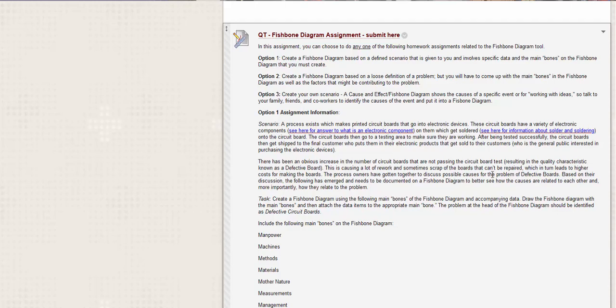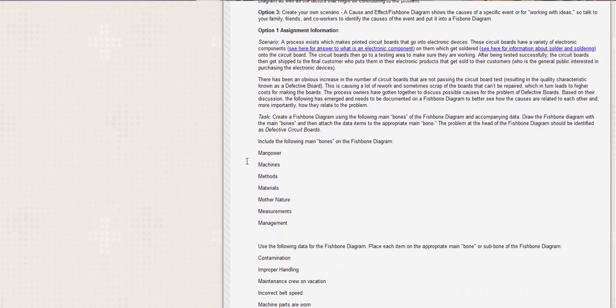The process owners have gotten together to discuss the causes for the problem of defective boards. Based on their discussion, the following has emerged and needs to be documented on a fishbone diagram to better see how the causes are related to each other. More importantly, how they relate to the problem. So, given this information, create a fishbone diagram using these main bones and the accompanying data.